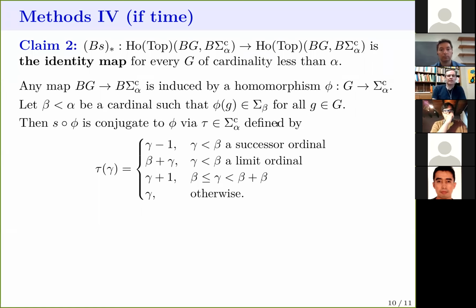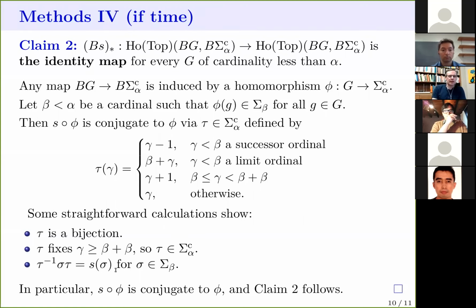And this beta, this is where I use the fact that my cardinal alpha is regular. I can use the fact that the supports of all the values of a homomorphism from a group whose cardinality is less than alpha have support less than some common beta. So because of that, you can actually check that this function S I defined actually just is conjugation with tau for sigmas that only move things up to beta.